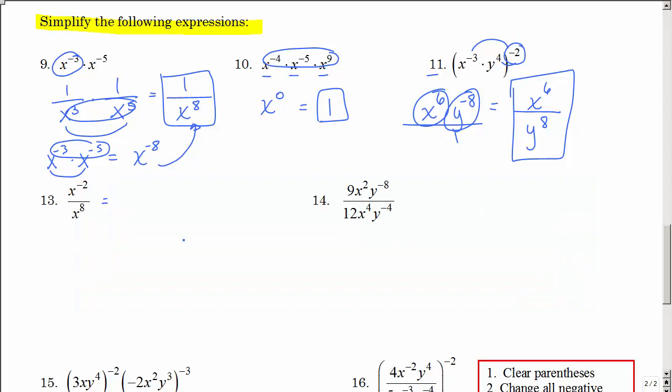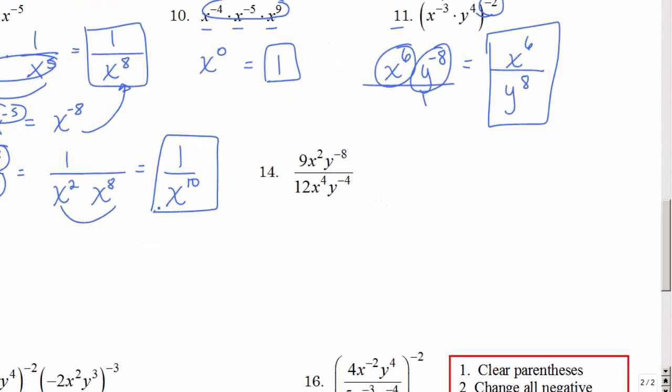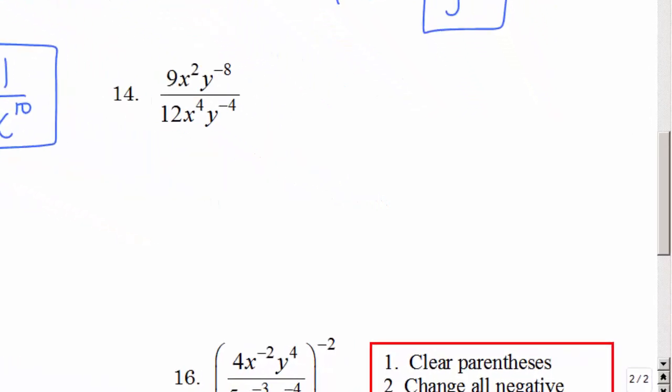All right, number 13. Again, I could keep the base and subtract, but I have too many negatives, so let's go ahead and make that positive by taking the reciprocal. That stays right where it is since it's positive. Now I can keep the base and add those exponents. How we doing? I hope okay.